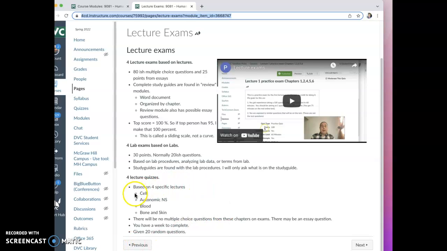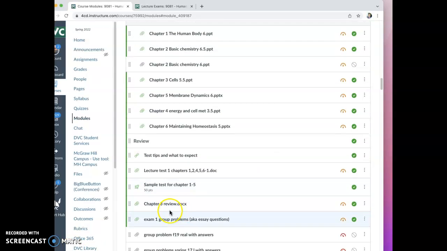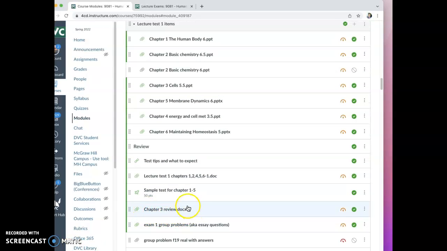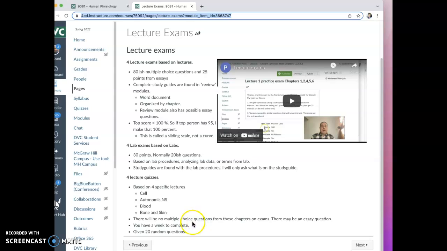Now, you have a week to complete these after the lecture. So, here's the quiz right here, quiz 3, the cell, the endocrine system, blood, and skin and bone. So again, you access it from here. And these chapters have separate study guides. So I'm going to again click here. So chapter 3, review. These are the possible questions for the cell chapter. If I scroll down to the next test, here are the possible questions for the endocrine system. You have a week to complete.